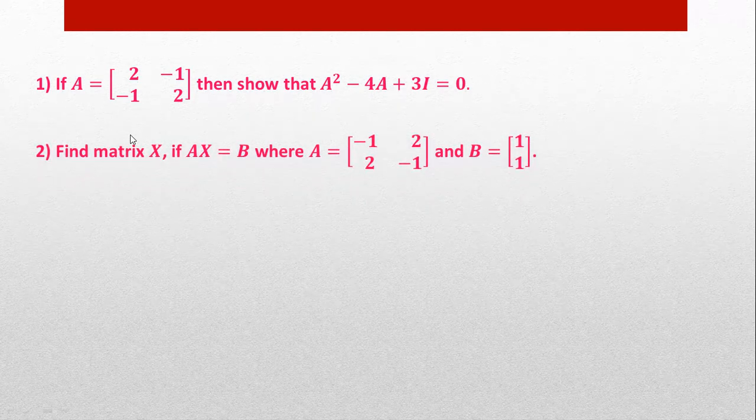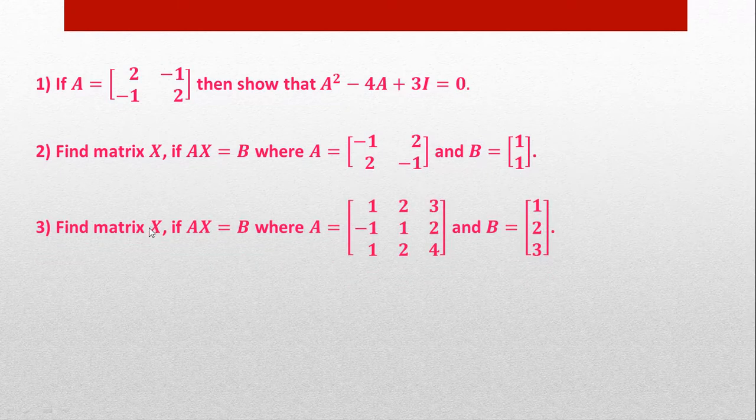Then second question we will discuss: find the matrix X if AX is equal to B. Again here an equation is given, AX is equal to B, where A is equal to this matrix [-1, 2; 2, -1] and B is equal to this matrix [1; 1], means this is of order 2 by 1, and we have to find out the matrix X.